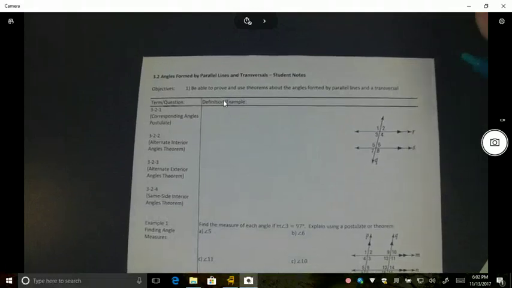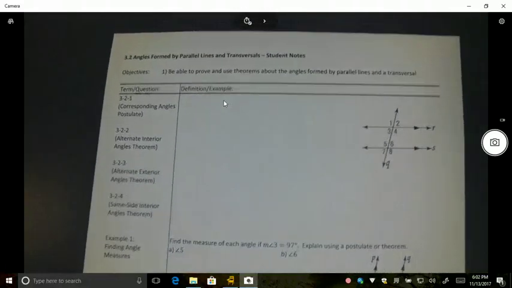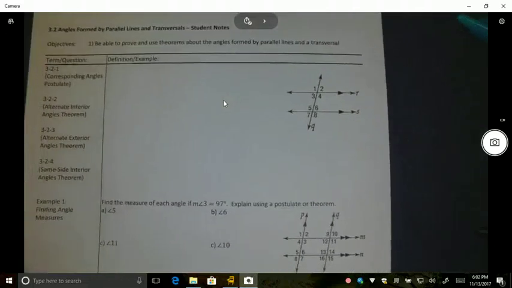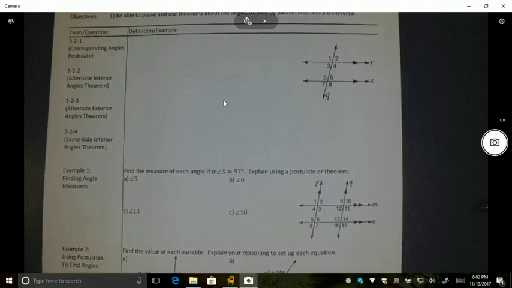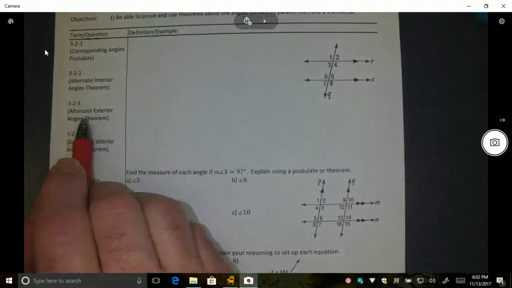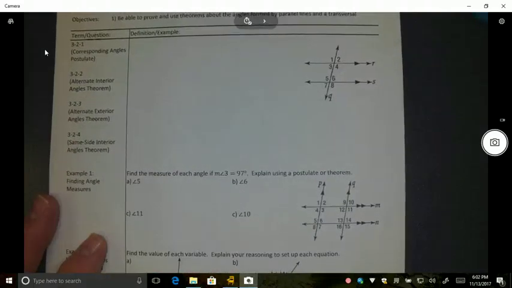Welcome to lesson 3.2, angles formed by parallel lines and transversals. In this lesson, we'll be looking at the corresponding angles postulate, the alternate interior angles theorem, the alternate exterior angles theorem, and the same side interior angles theorem, and how they are applied to solve problems or to justify steps in proofs. In a separate video, we will actually prove, or should have already proven, the alternate interior, alternate exterior, and same side interior angles theorems.